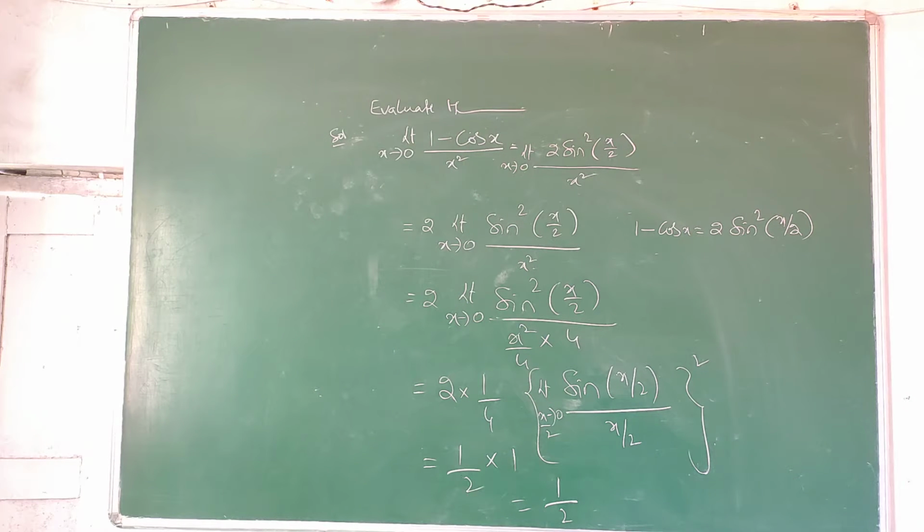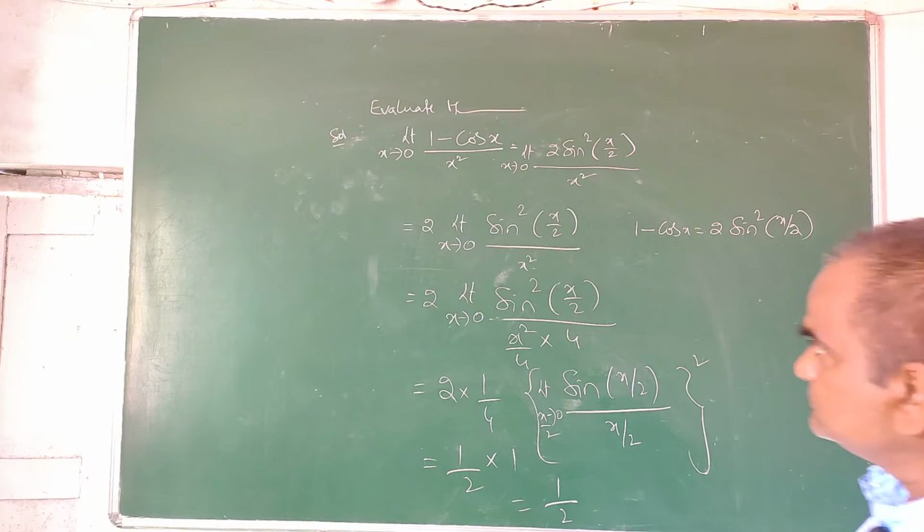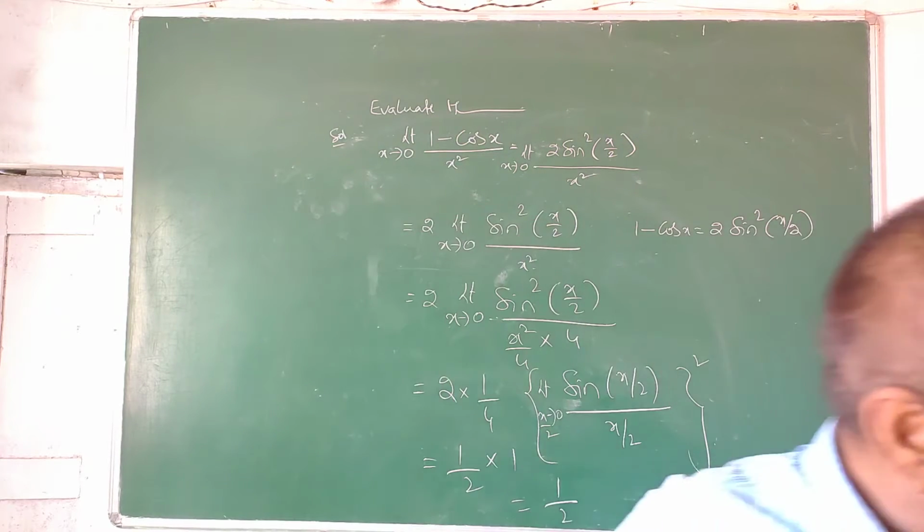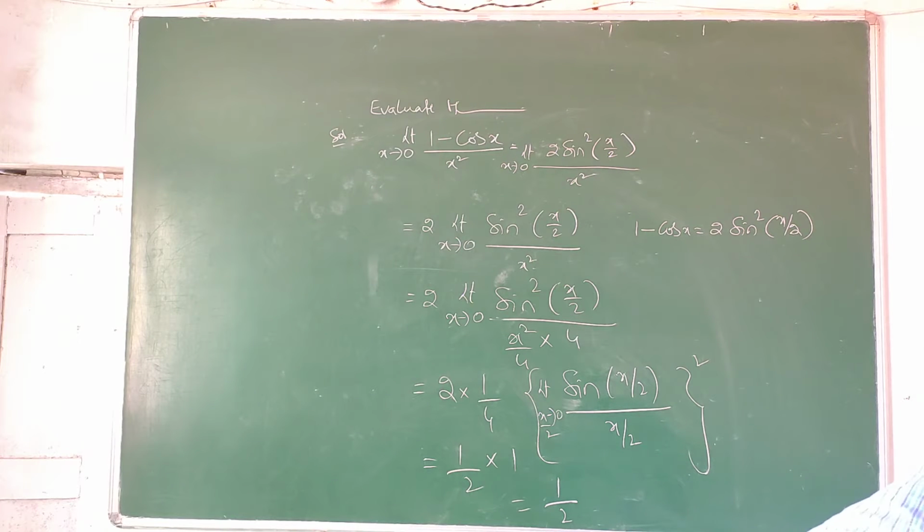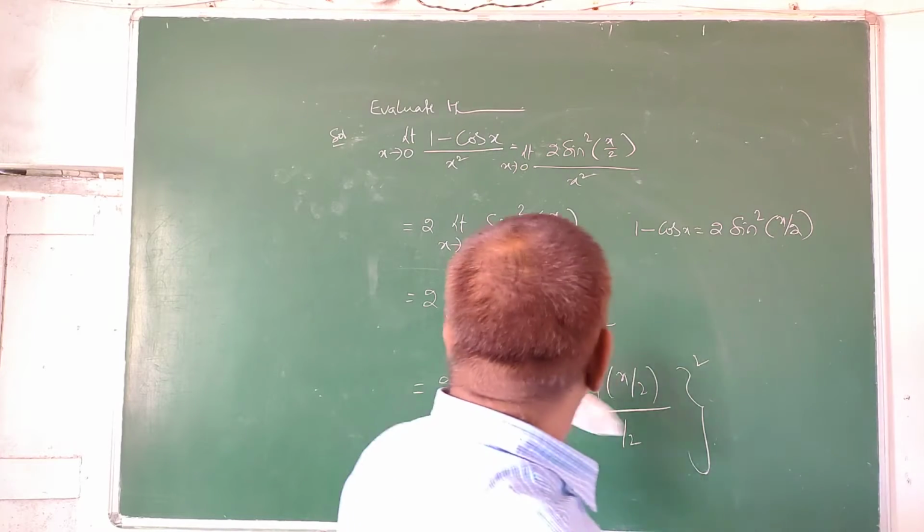So now I am going to the next question. The next question is (1 minus cos 2mx) by (1 minus cos 2nx).